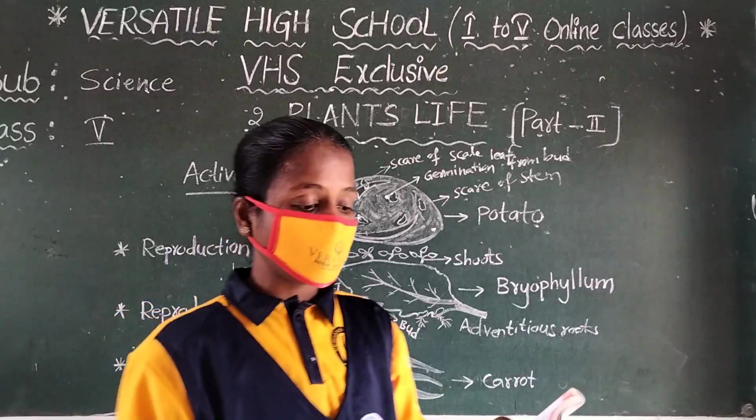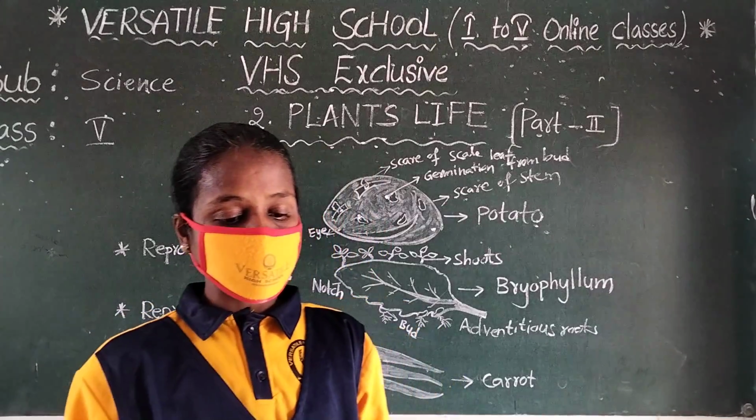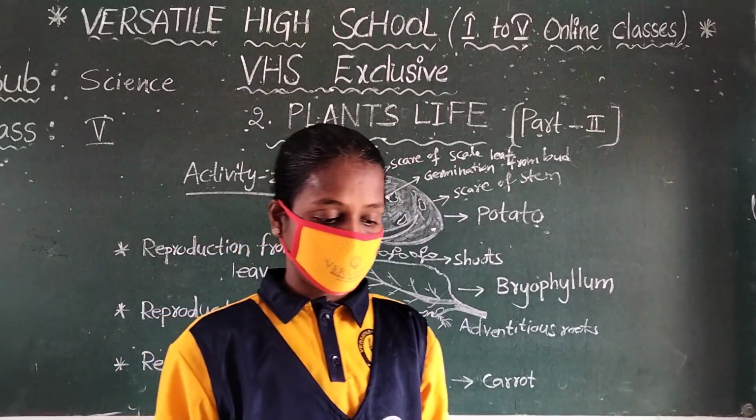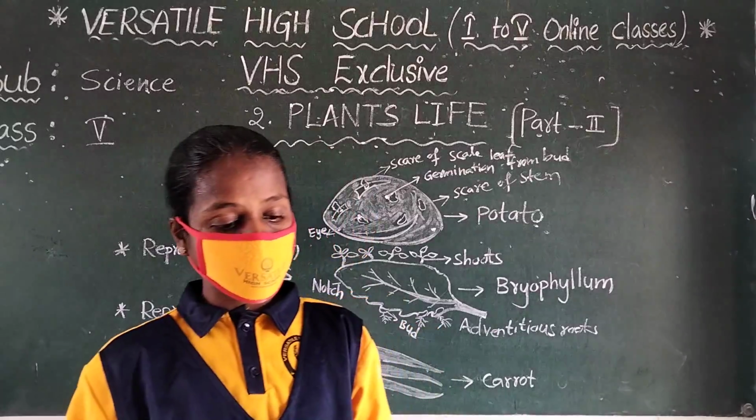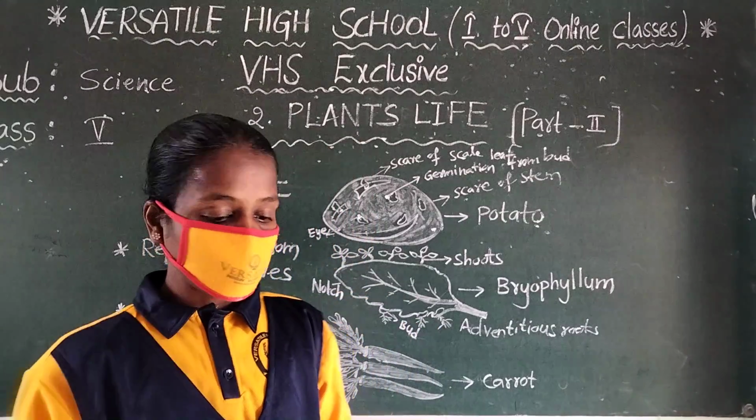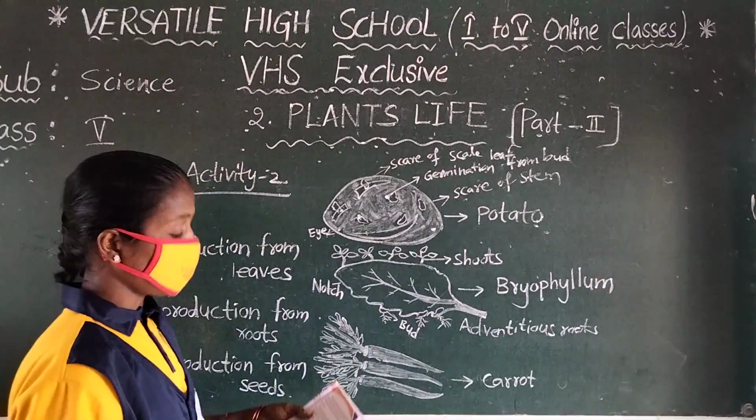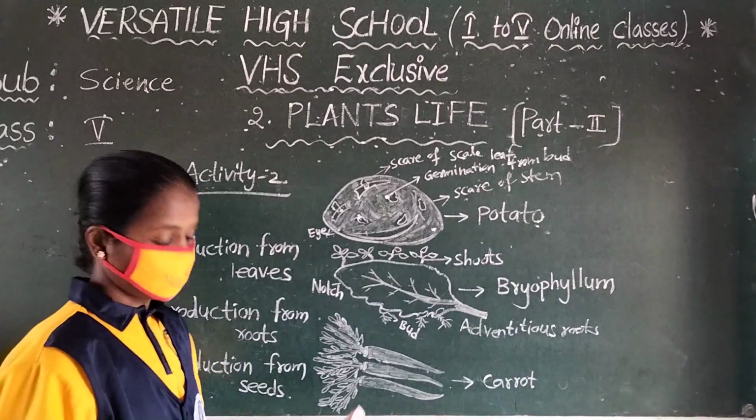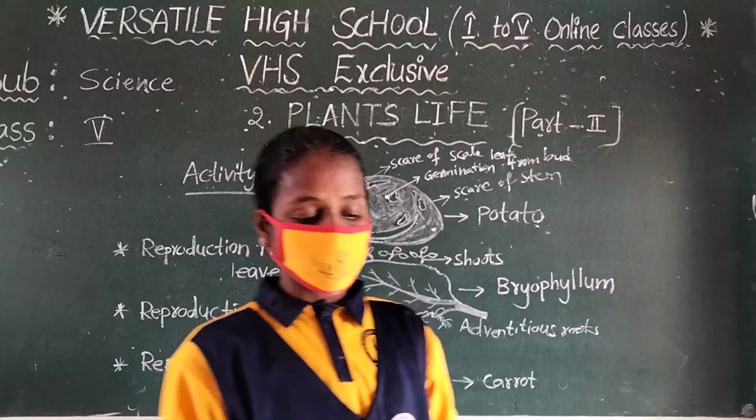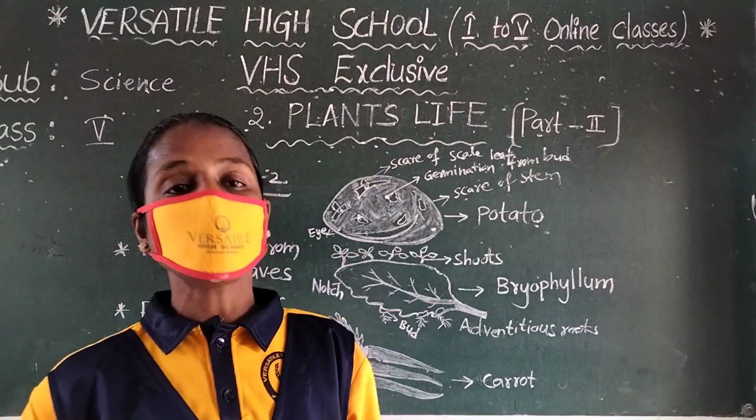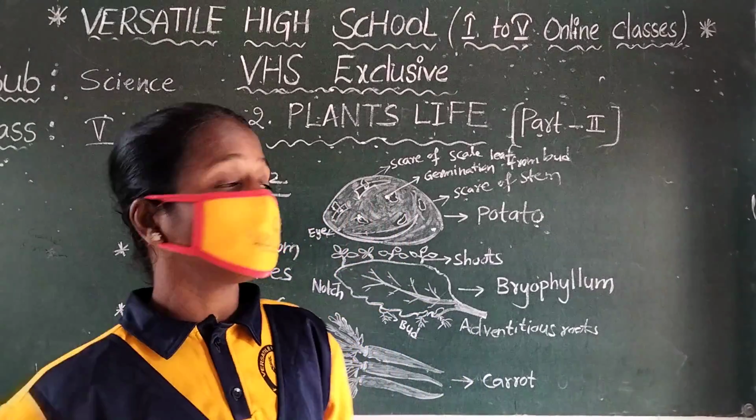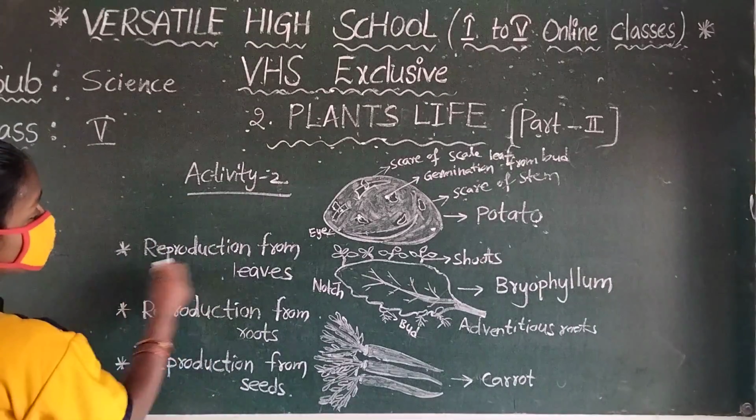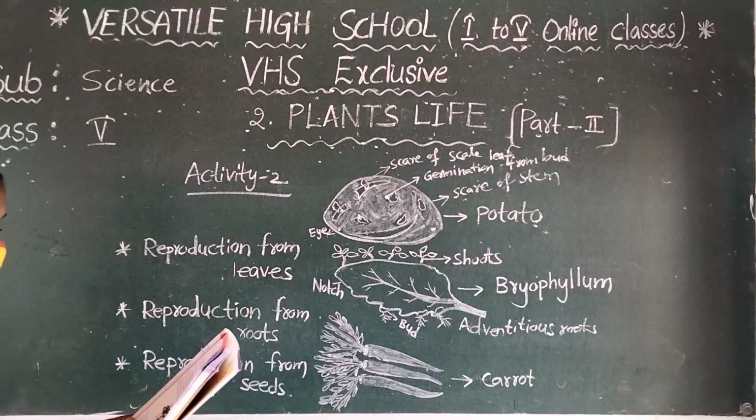Stamen is the male sex organ and pistil is the female sex organ of a flower. Let us now study the various parts of a stamen and pistil. But first we are going to study reproduction from leaves.